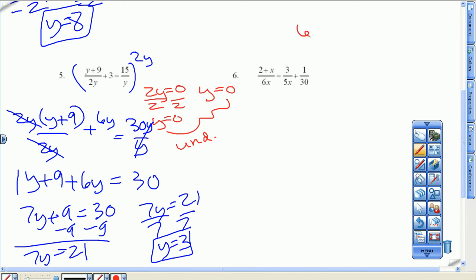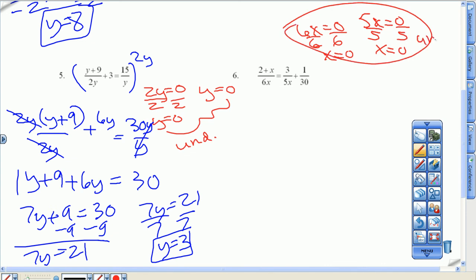Alright, check it out here. I got 6x. When that's equal to 0, it's undefined. So that's when x equals 0. That happens. 5x is equal to 0 makes the equation undefined. That happens when x is equal to 0. So these are my undefined values. Keep those in your back pocket. I don't think they're going to be a problem in here, but you just never know.